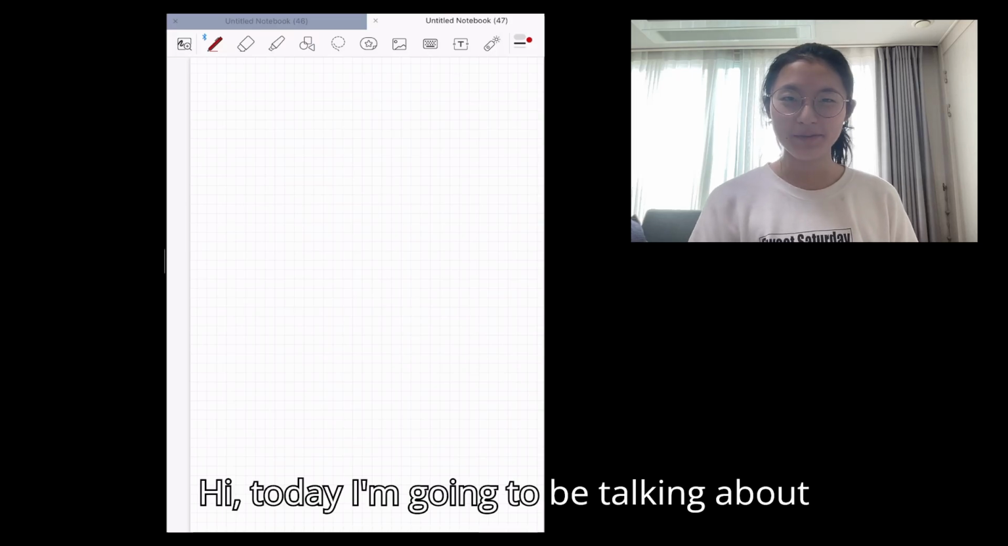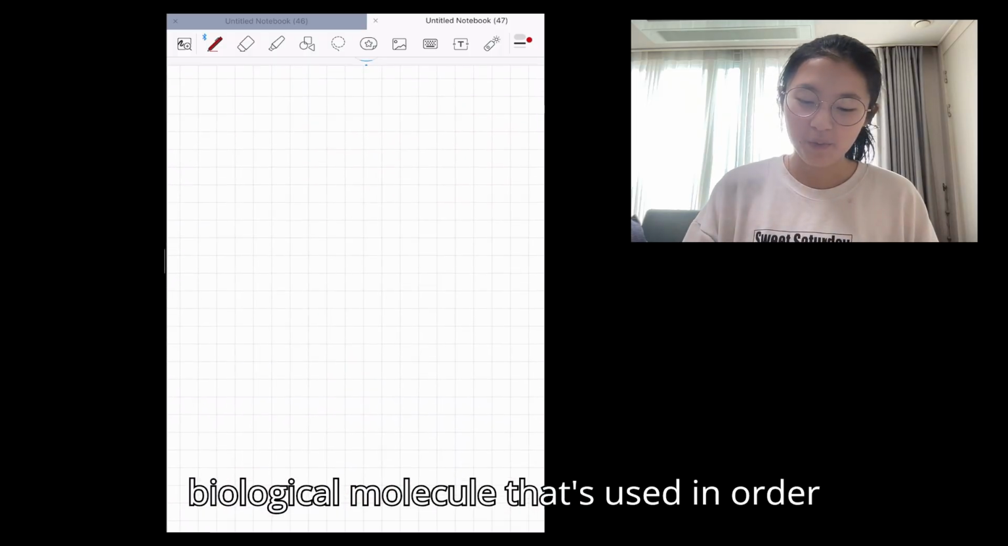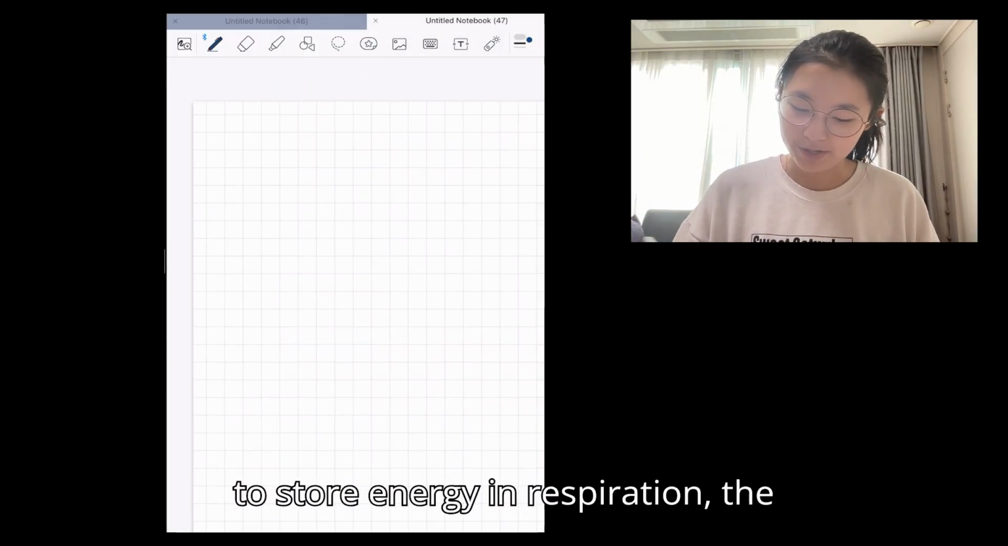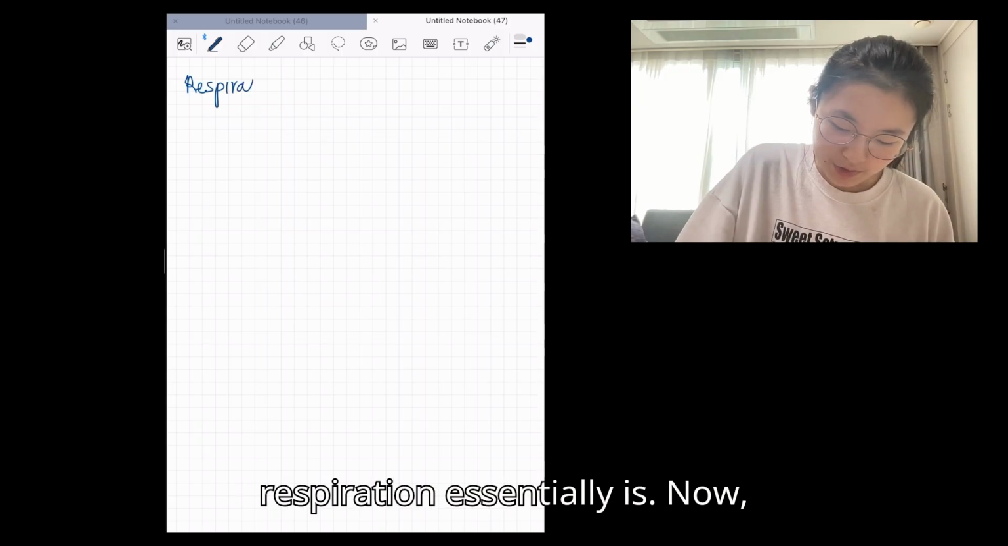Hi, today I'm going to be talking about the stages of respiration and a key biological molecule that's used in order to store energy in respiration, the ATP. First, let's try to define what respiration essentially is.